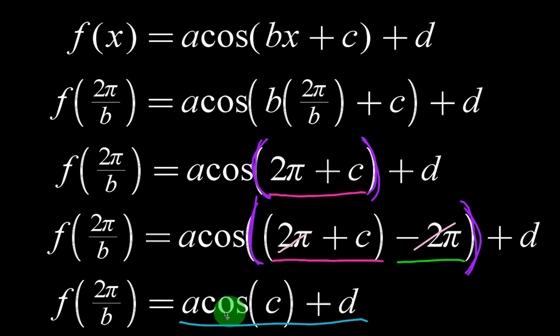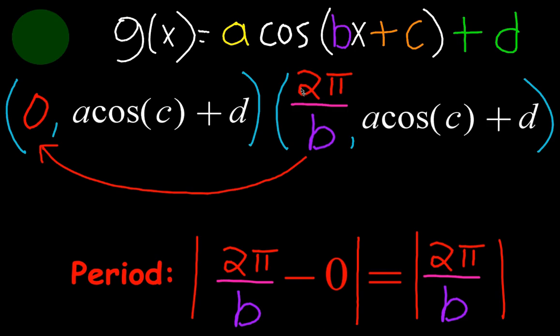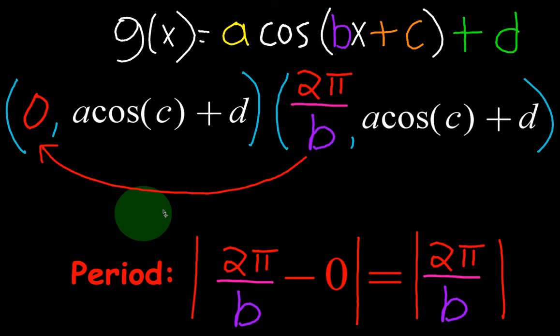So since the graph repeats itself from 0 to 2 pi over b, the a, c, and d don't matter when you add them to cosine. And therefore, the period of any function where g of x is equal to a cosine of bx plus c, plus d, is just the difference between these x values, since the y values are both a cosine of c plus d. The distance between 2 pi over b and 0 is just the absolute value of 2 pi over b, and that, my friends, is the period of any cosine function with these a, b, c, and d values.